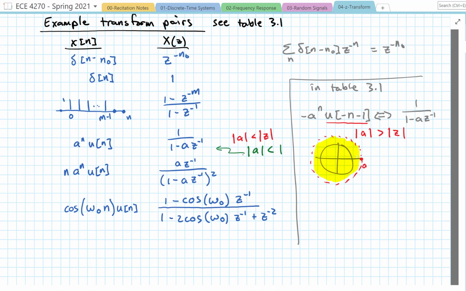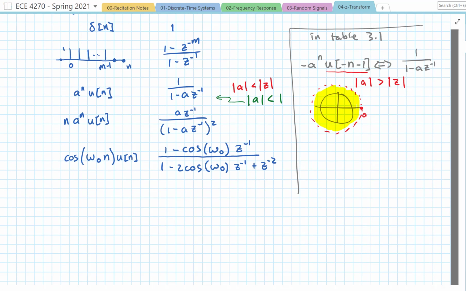This is basically it. In essence, the region of convergence cannot include a pole. A pole is where the Z-transform blows up. So one last point about regions of convergence.